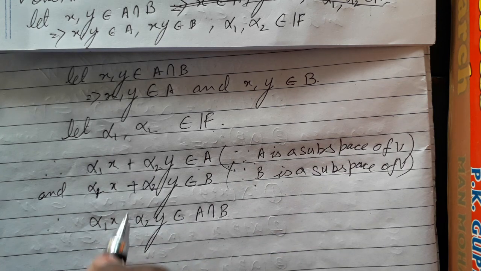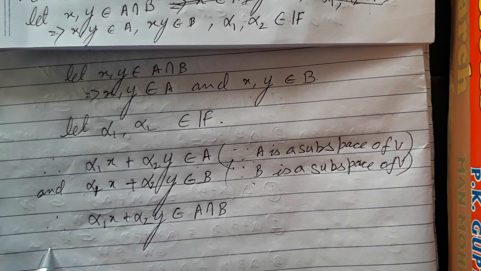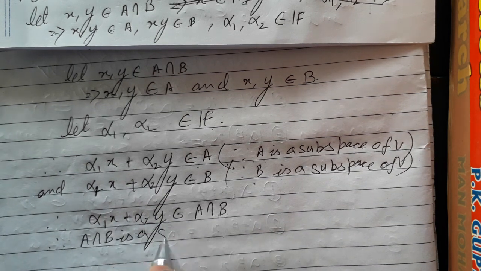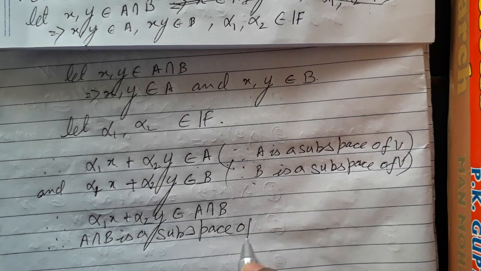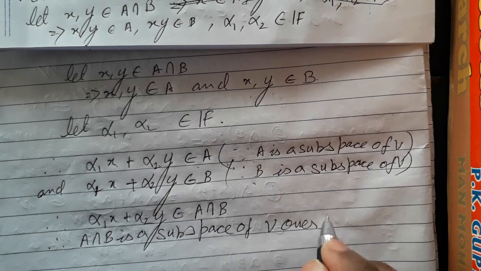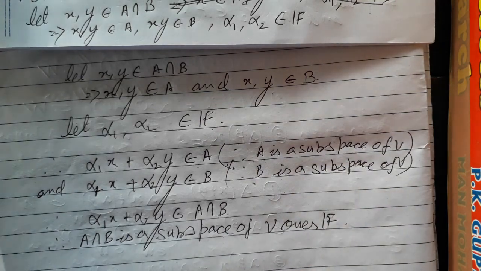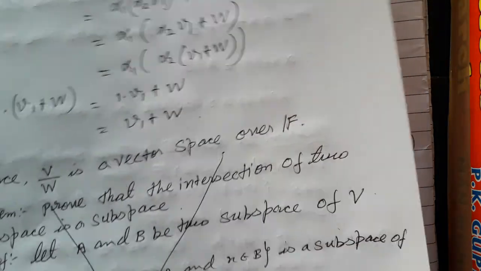So we have shown that the linear combination belongs to A intersection B. Therefore, A intersection B is a subspace of V over F.